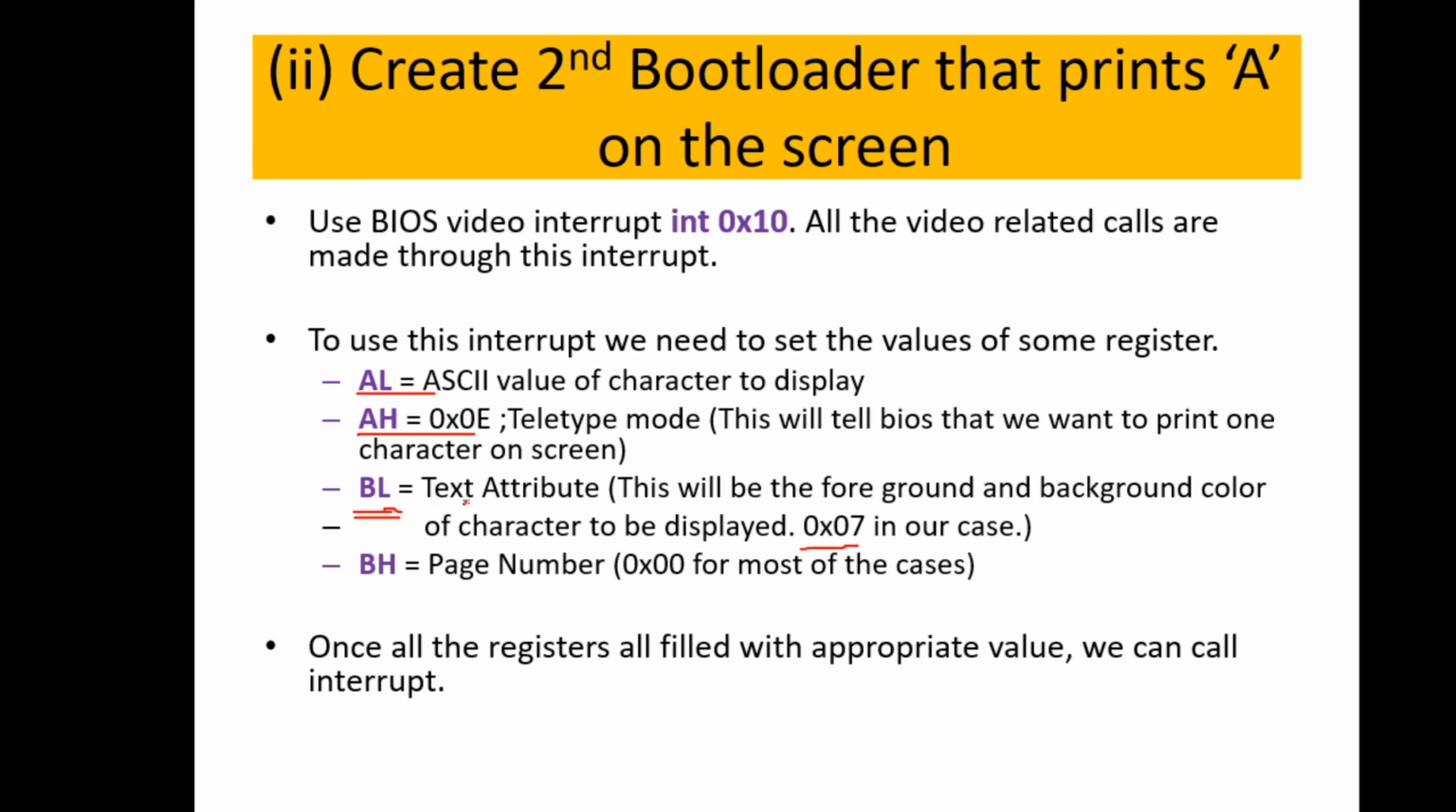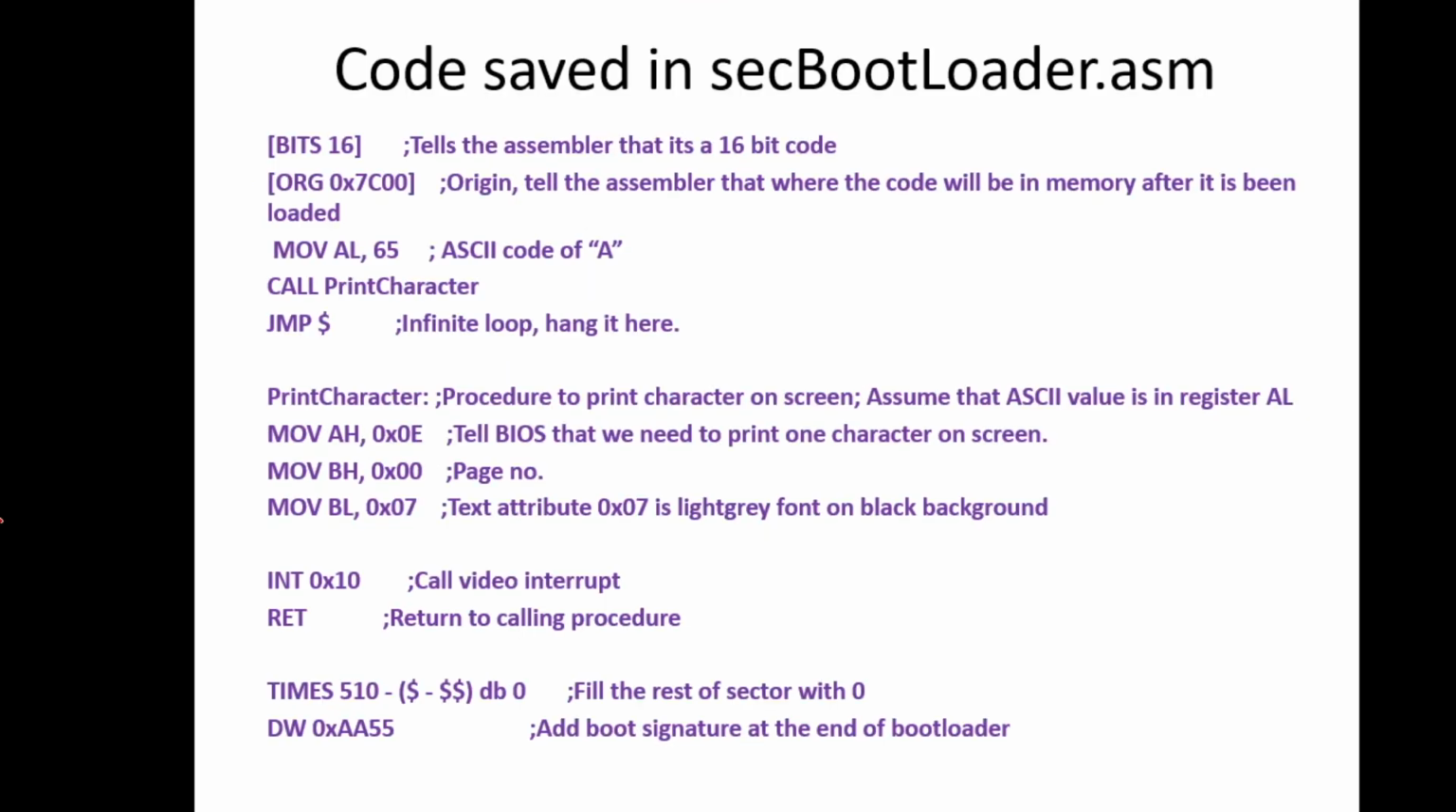It is used to identify the background color and the foreground color. Here the gray color will be printed on the background. BH will be holding the page number. This complete register set has to be ensured before calling this interrupt. The same two instructions are repeated as earlier. Then, as I said, the value should be moved to the AL register. Since we are going to print A, we move the ASCII code of A, which is 65, to the AL register.